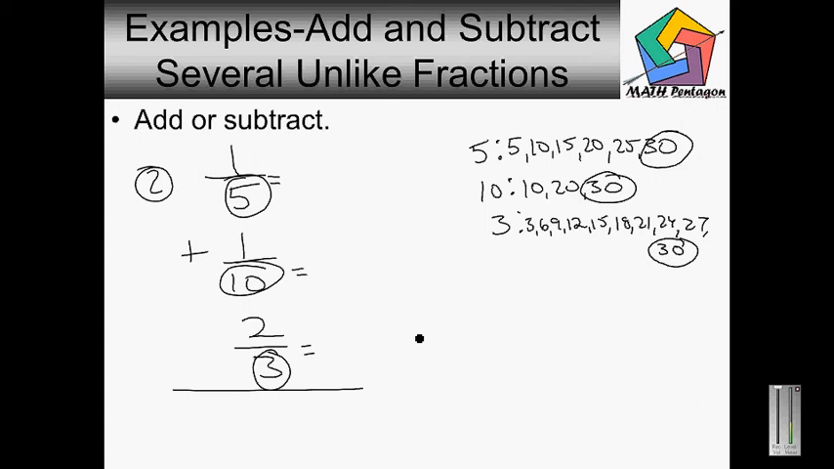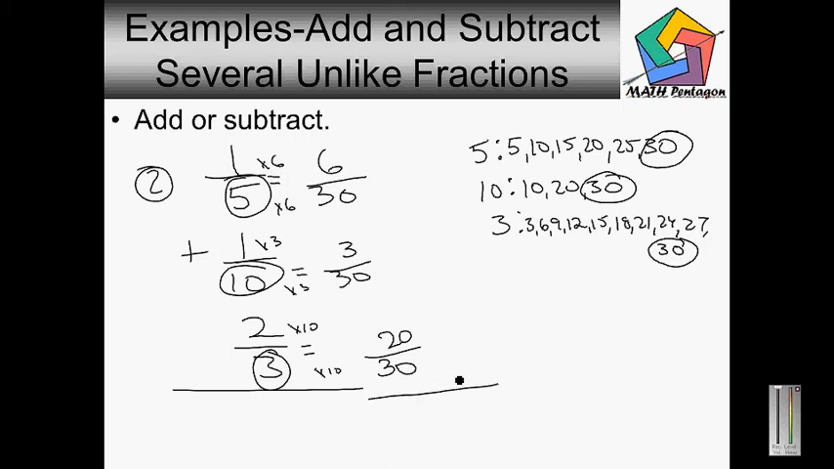So our new denominator would be 30 for these three fractions. 3 goes into 30 10 times. 10 times 2 is 20. 10 goes into 30 3 times. 1 times 3 is 3. 5 goes into 30 6 times. So 5 times 6 is 30. So 1 times 6 is 6.